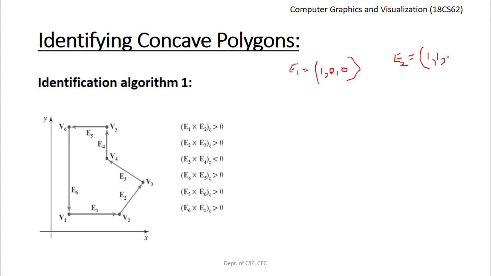What about the z component? There is no z component because it is an xy plane, so let us treat it as 0. So edge E1 we can represent as 1, 0, 0 because there is only a displacement along the horizontal axis. Edge E2 is displaced along both the positive x axis as well as the positive y axis, so I can represent it as 1, 1, 0.